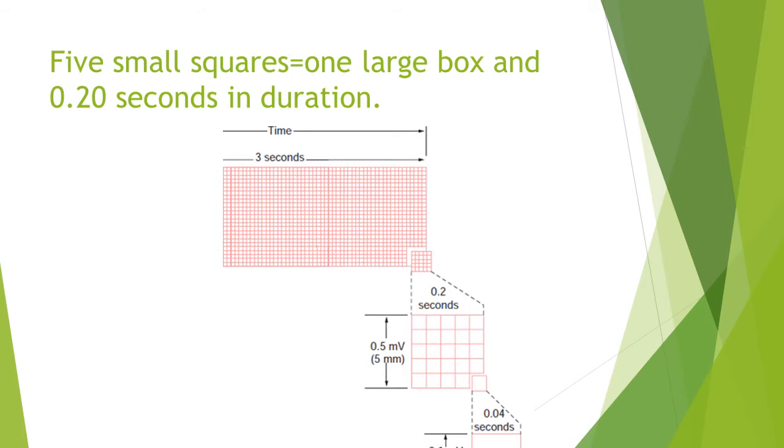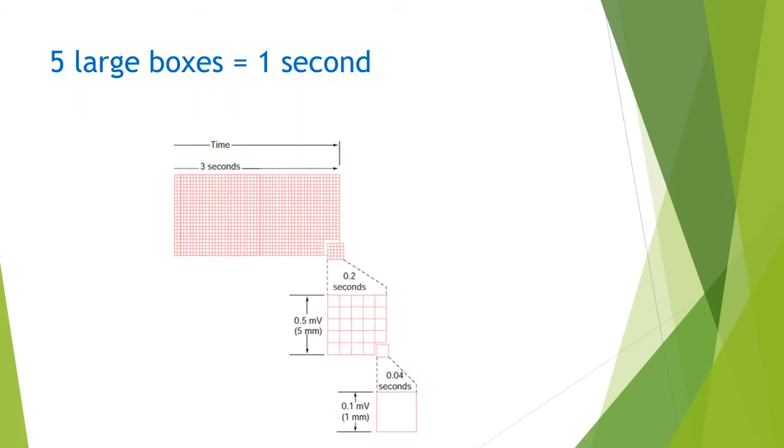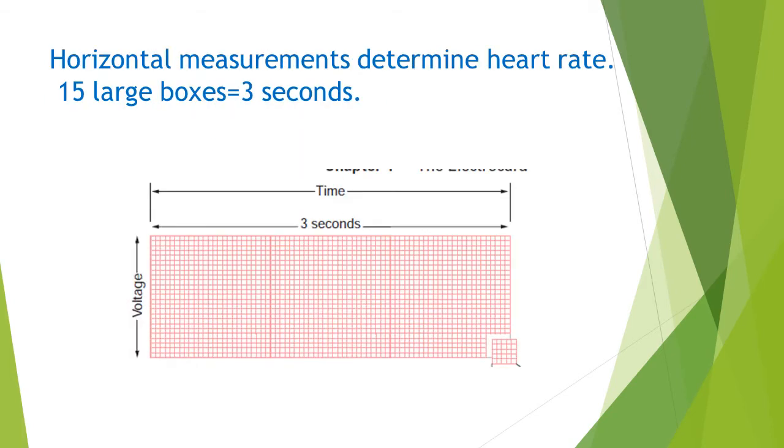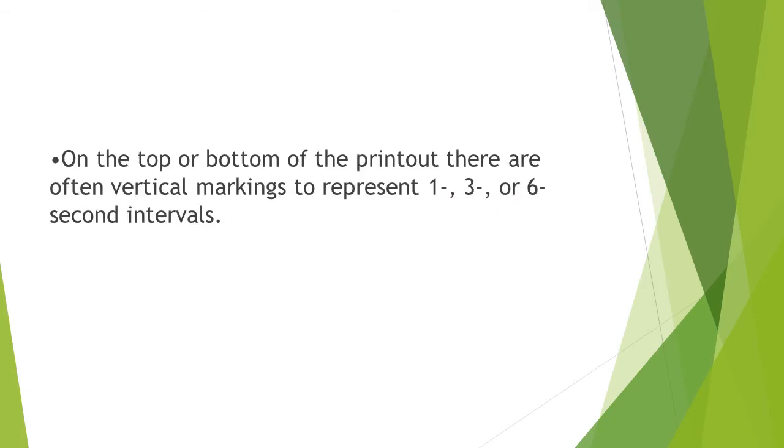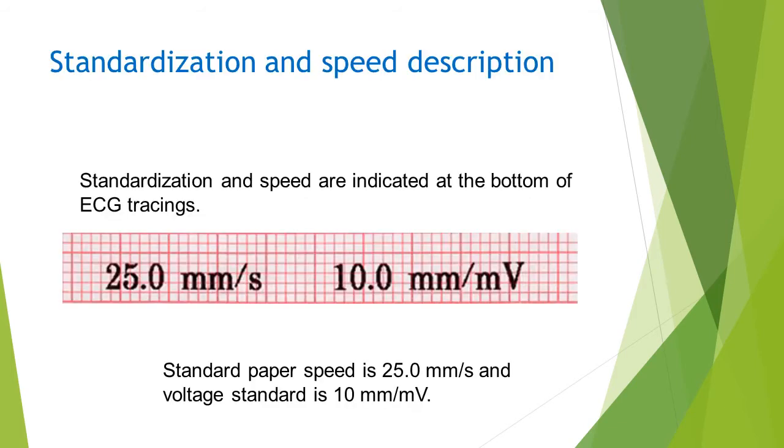5 small squares equal 1 large box, and it is 0.2 seconds in duration and 0.5 millivolt in amplitude. 5 large boxes equal 1 second and 15 large boxes equal 3 seconds. Here horizontal measurements help to determine the heart rate. On the top or bottom of the ECG paper printout there are often vertical markings to represent 1 second, 3 seconds or 6 second intervals.